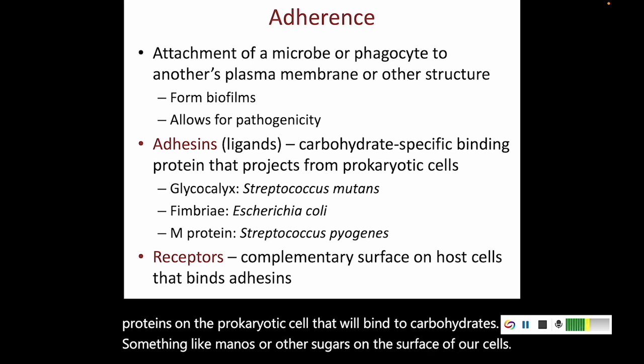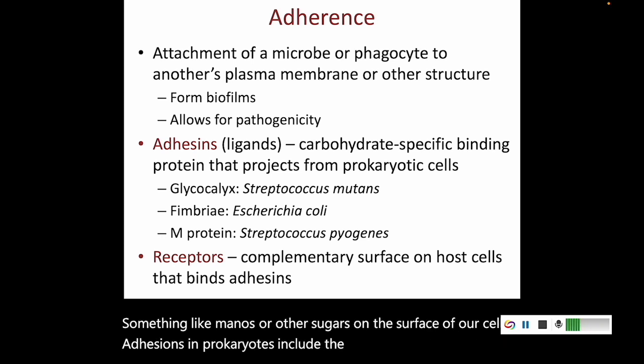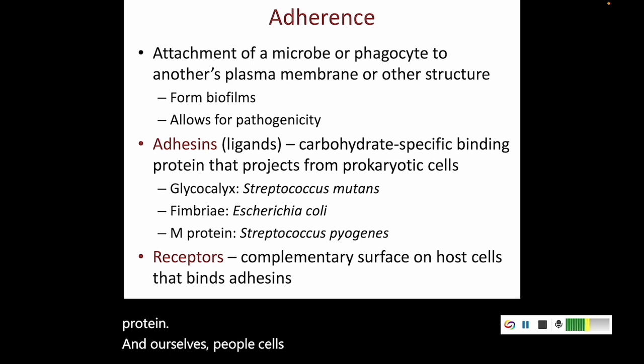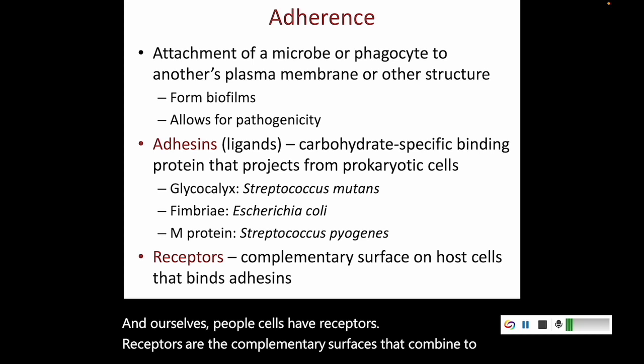Adhesins in prokaryotes include the glycocalyx, fimbriae, and M protein. And our cells, people cells, have receptors. Receptors are the complementary surfaces that can bind to adhesins.